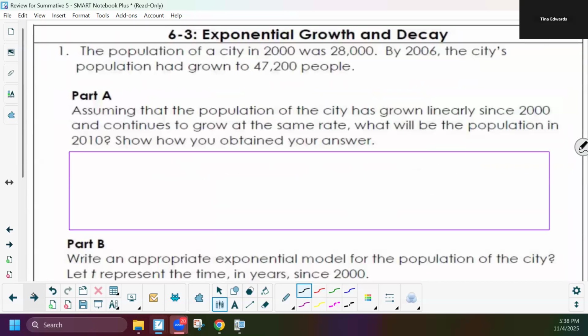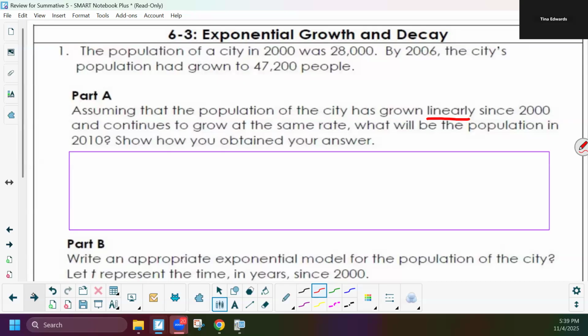All right, exponential growth and decay. This problem is difficult. You're going to see one just like this on your summative tomorrow. So this is a part A and part B. It's probably worth about 4 to 6 points. Okay. It says the population of a city in 2000 was 28,000 people, sorry. By 2006, the city's population had grown to 47,200 people. Assuming that the population has grown linearly, I'm going to underline that, since 2000 and continues to grow at the same rate, what would the population be in 2010?